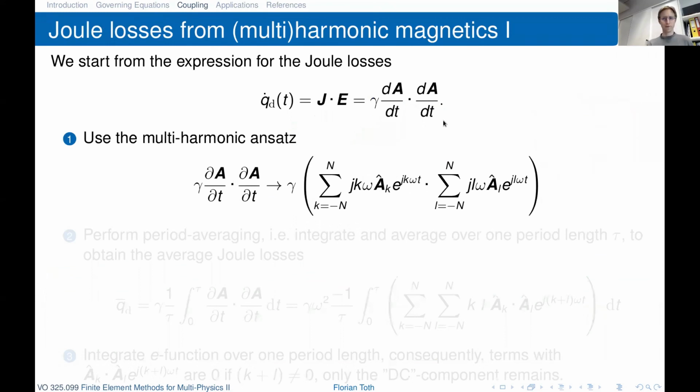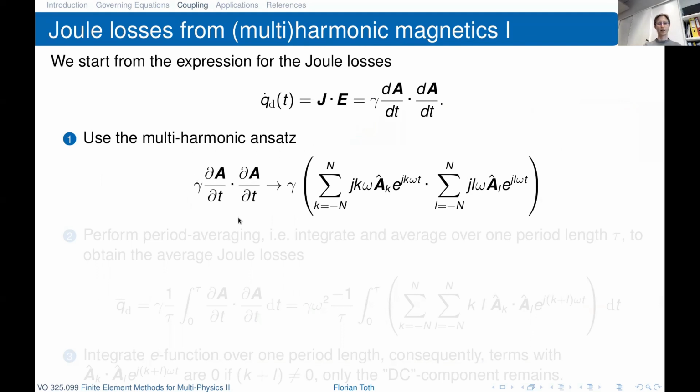Okay, so let's have a look at the Joule losses, especially for multi-harmonic magnetics. So how can we get these period averaged Joule losses? So let's start off from the expression for the Joule losses. We said this is current density times electric field. These are our Joule losses.